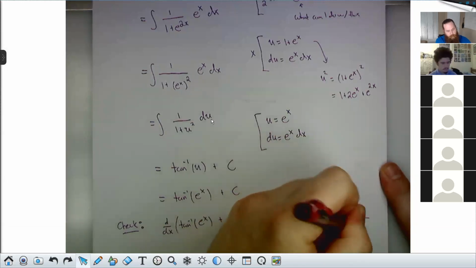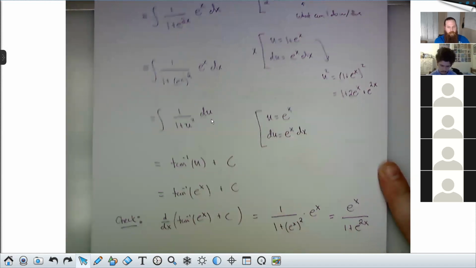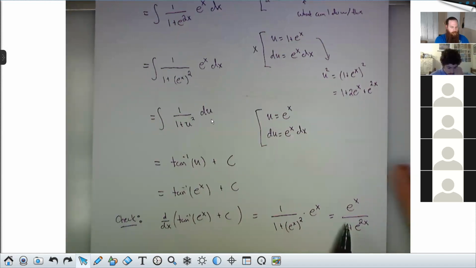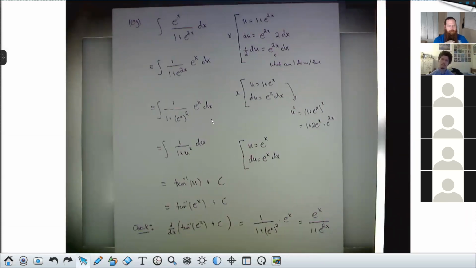e to the x over 1 plus e to the x all squared is e to the 2x. And this is our original function, right? There it is. So you can always check your indefinite integrals by differentiating.